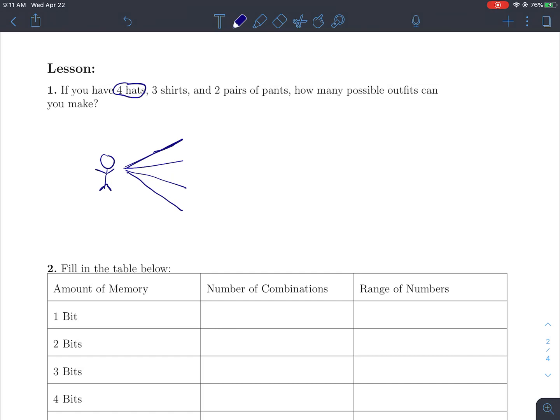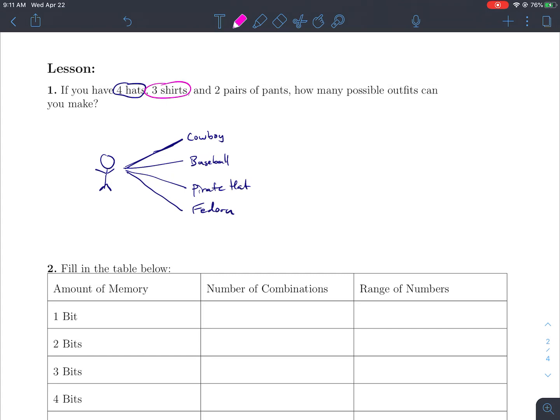I don't think I know enough hat names to do this, but we have 4 choices for hats. So maybe, let's see, what would be some hats? Let's pretend cowboy hat, baseball hat. What's another hat? Pirate hat. Or I don't know, fedora or something. So then we've got our hats.